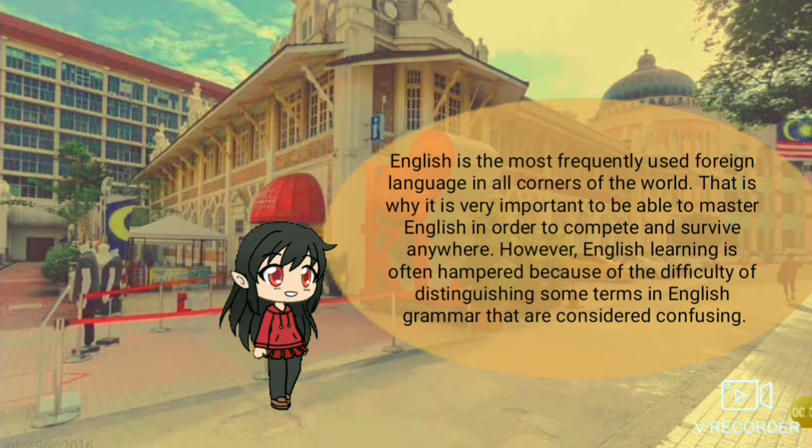English is the most frequently used foreign language in all corners of the world. That is why it is very important to be able to master English in order to compete and survive anywhere. However, English learning is often hampered because of the difficulty of distinguishing some terms in English grammar that are considered confusing.